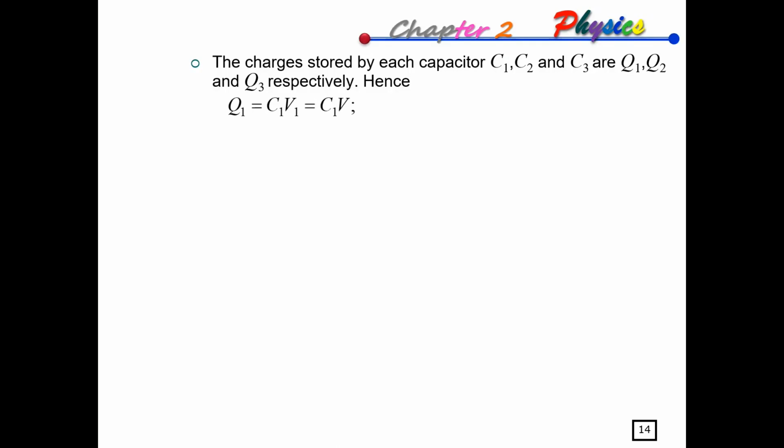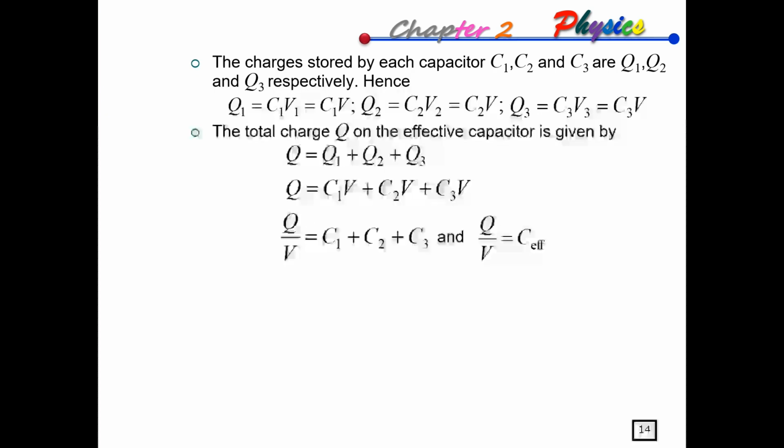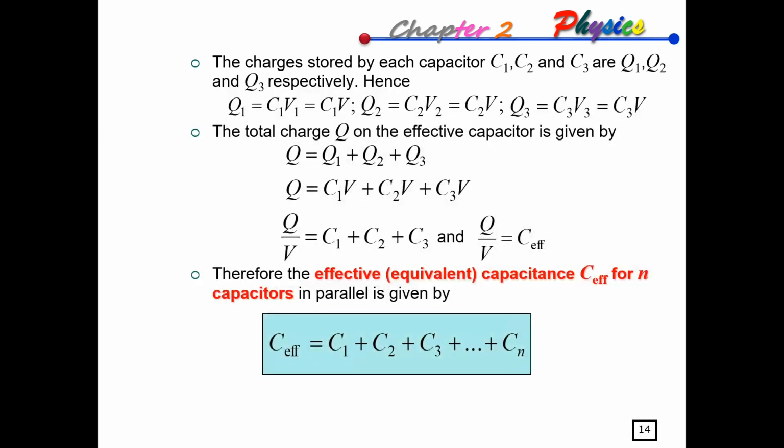The values for Q1, Q2, and Q3 in a parallel combination of capacitors are not the same anymore with the value of Q, as what we have discussed in the series circuit. In this parallel circuit, the total charge Q is equal to Q1 plus Q2 plus Q3, and the effective capacitance C is equal to C1 plus C2 plus C3, depending on how many capacitors are connected in parallel to the battery in the circuit.